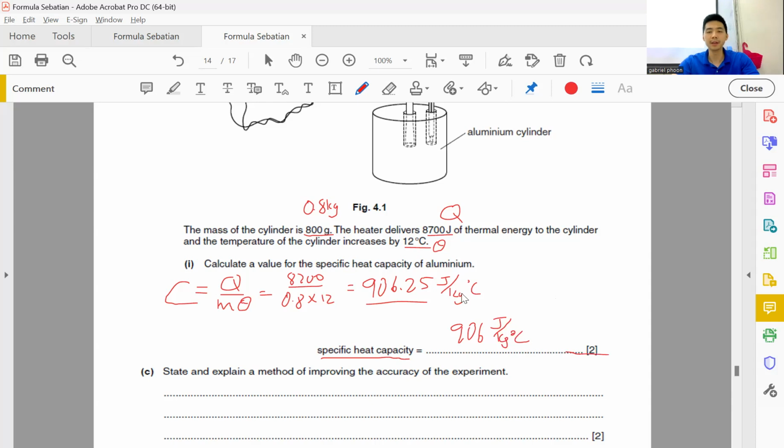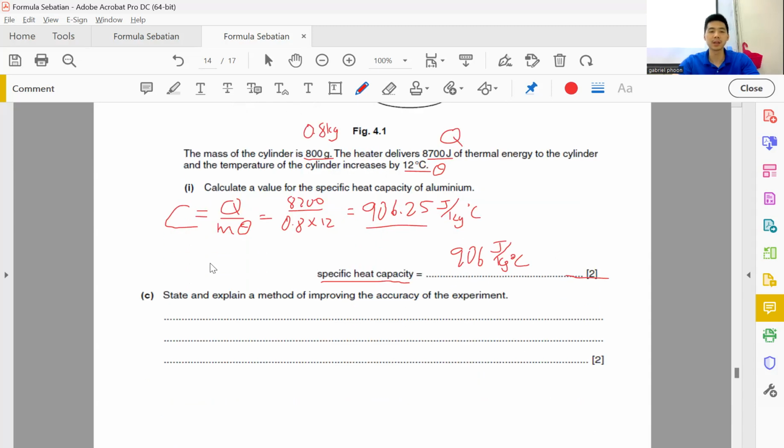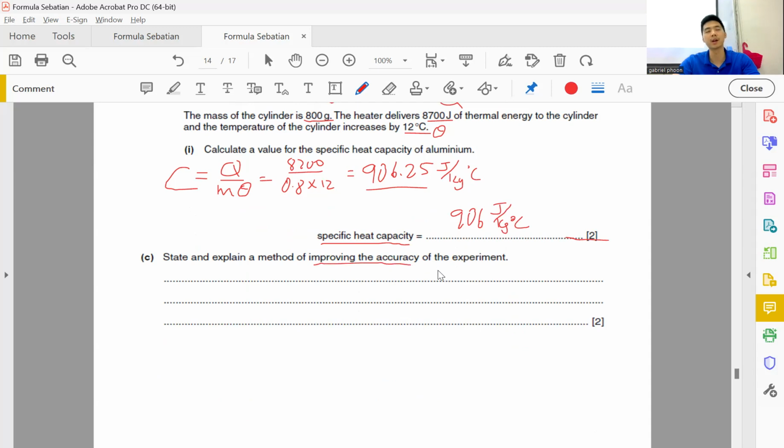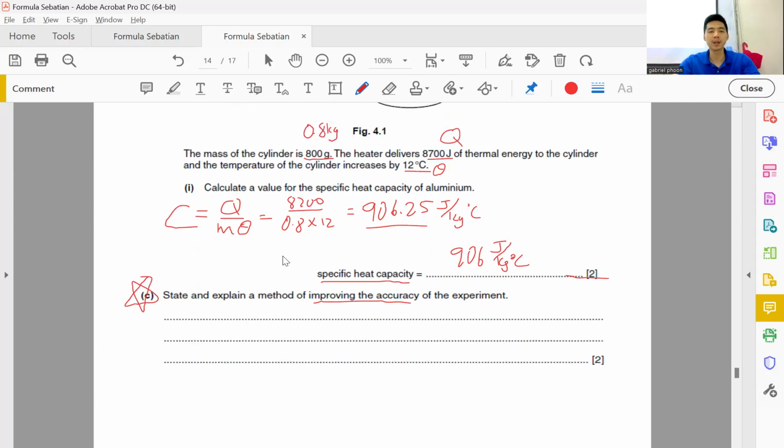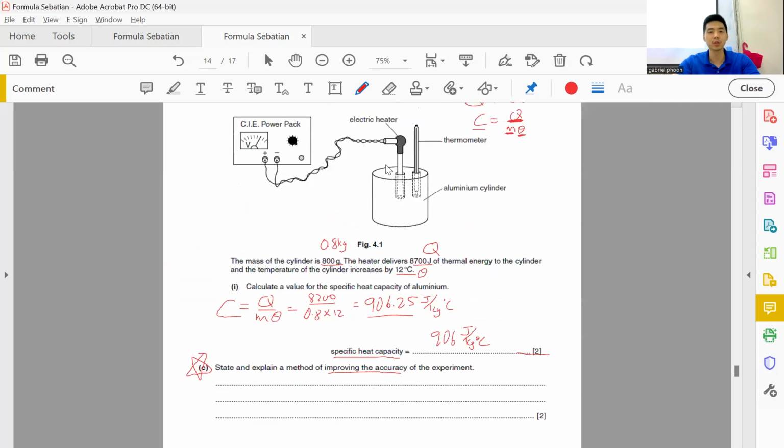Okay. Then finally, this last question here, they say state and explain a method of improving the accuracy of this experiment. Now, guys, I want to highlight this. This one here also always comes up in your exam. You have to understand that all these heat energy questions have one assumption, right? I think I mentioned this last week. What is the assumption that we make when we calculate the heat energy questions here? We assume that all the electrical energy is converted into heat energy, and all this heat energy is fully transferred to the aluminum cylinder here.